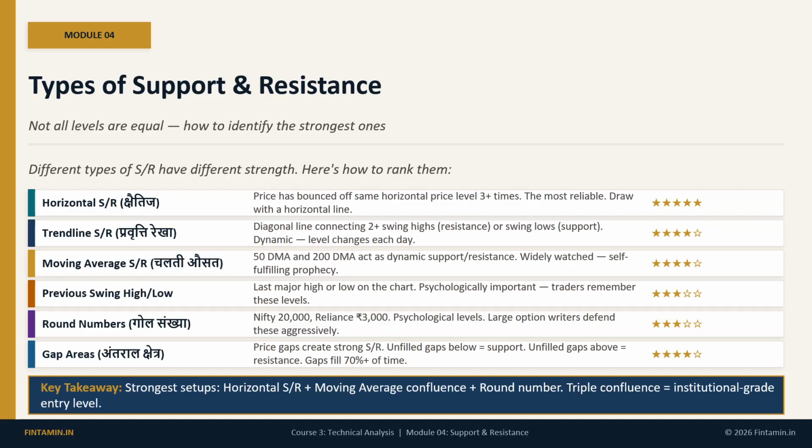Previous swing highs and lows are also significant. The last major high is natural resistance. Traders who missed selling at the high will look to sell when price returns there. The last major low is natural support. Buyers who missed buying look for a second chance.